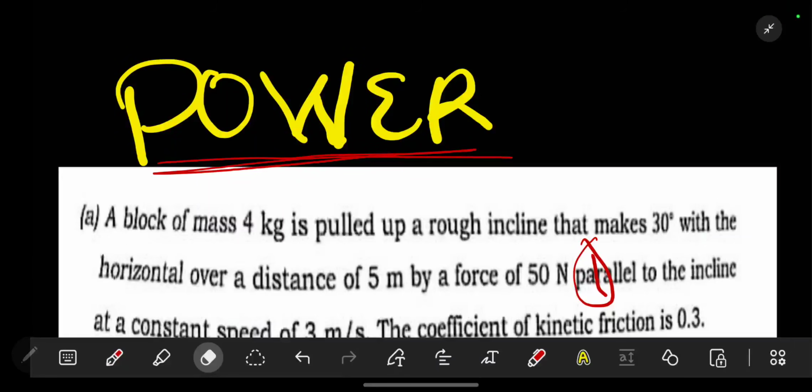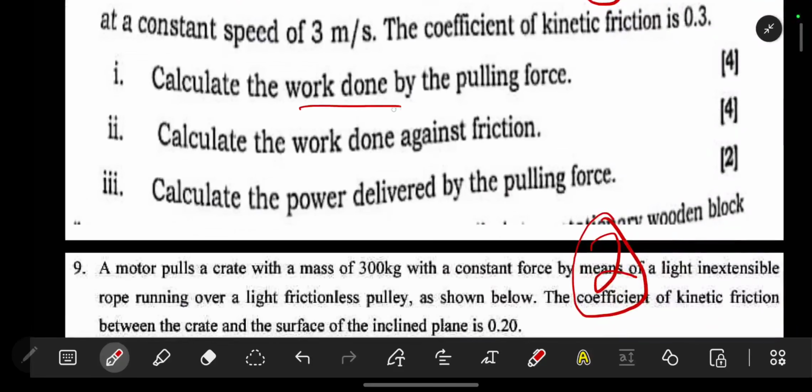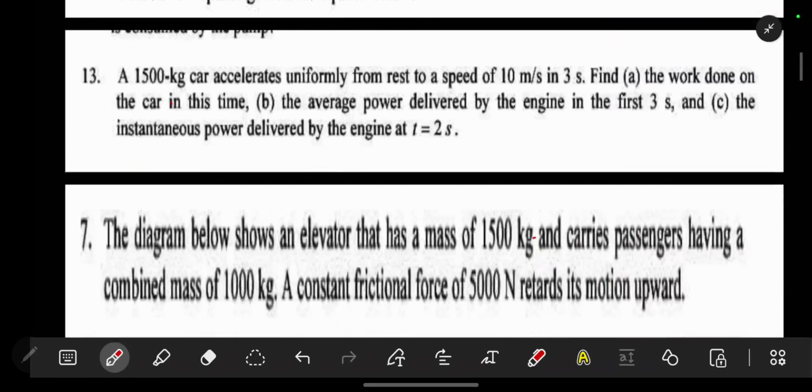So here today we are going to be looking at power, mainly power, but we are going to incorporate work done against friction, then the power. We are going to be able to solve all these questions.